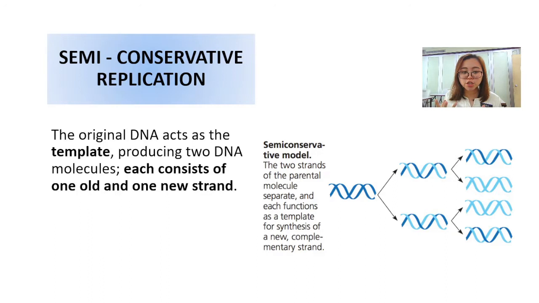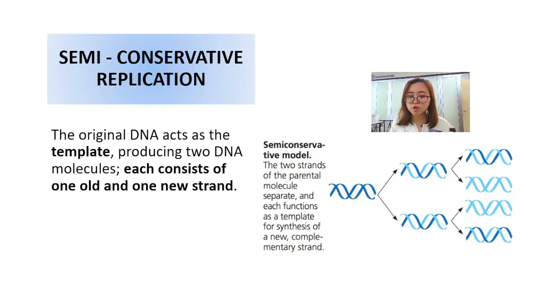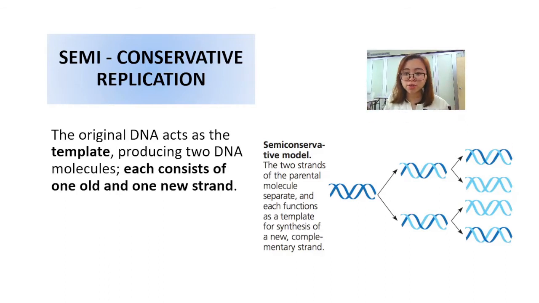Okay, the original copy. And then it will make a copy. It will produce two DNA molecules. Each will consist of one old and one new strand. So if you're looking down here, you see the old strand is in dark blue and the new strand is in light blue. So this is the semi-conservative replication model.